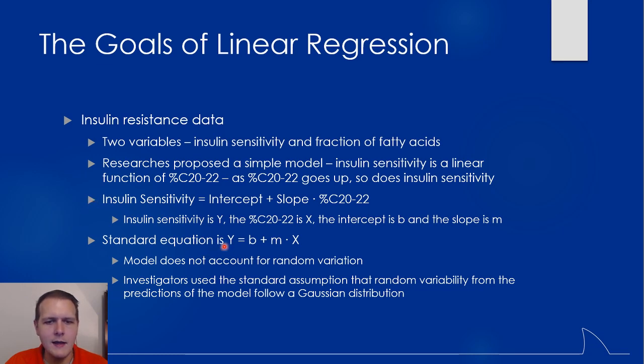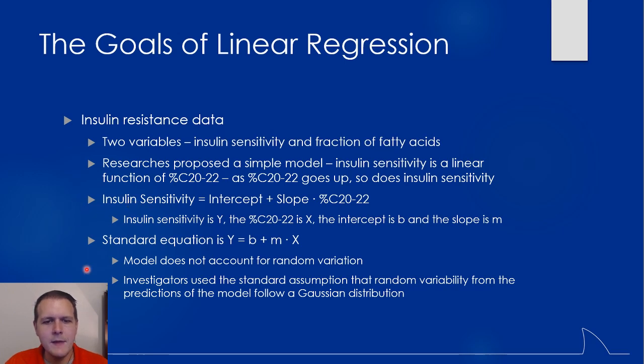If you guys remember, y equals mx plus b, or here it's just rearranged a little bit. Basically, our insulin sensitivity, which is going to be on the y-axis, is going to be equal to the intercept plus the slope of the line times the C20 to 22% content. So by knowing what this variable is and knowing what the slope and the intercept are, we'll be able to determine what the insulin sensitivity is in that case.